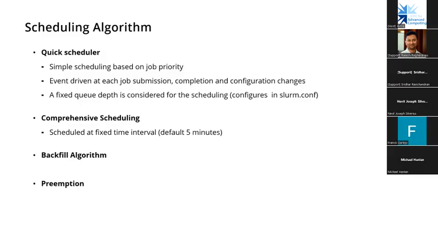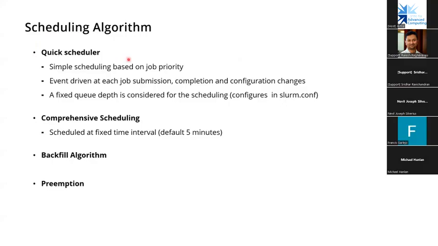There are essentially four different algorithms that schedule the job onto the job queues. First is a quick scheduler and a comprehensive scheduler. This is based on simply the job priority value. Both these scheduling is done based on the job priority value.